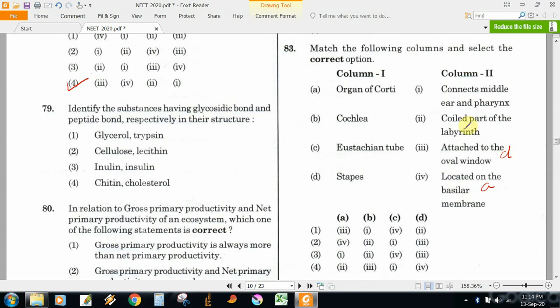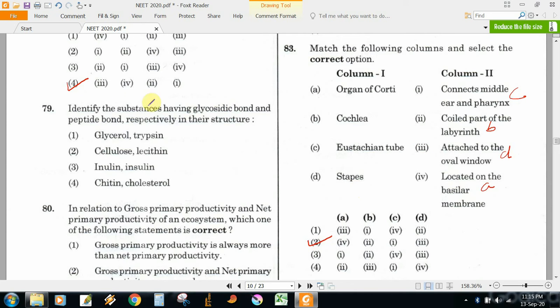Coiled part of the labyrinth is exactly the cochlea. It is exactly the same. Connects the middle part, middle ear, with the pharynx. It is the eustachian tube. So based upon this, you can see that the right option here is the second one. Second one is the right answer for this.